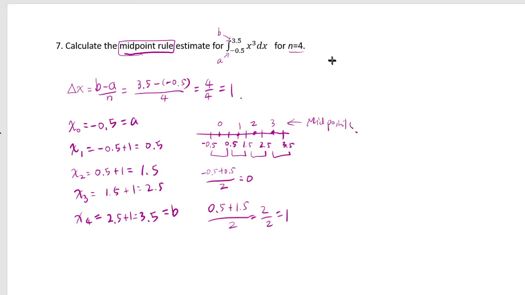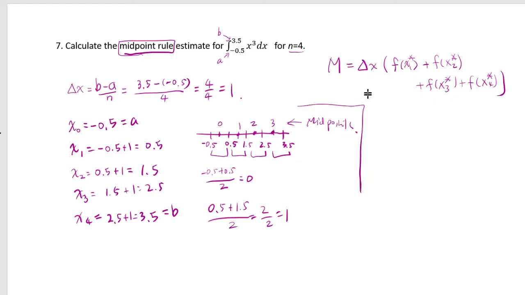And what is the midpoint rule? The midpoint rule is base times height. Height is the function value at the midpoints, right? So x1 star, that's our convention for calling midpoints. x1 star is the midpoint of the first interval. x2 star is the midpoint of the second interval. x3 star is the midpoint of the third interval. x4 star is the fourth interval, and we just have 4 intervals, so this must be it.